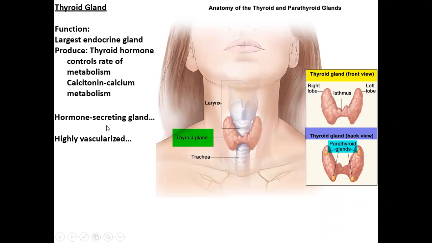And then she just talks about how the thyroid gland is highly vascularized, and you want that since it's creating thyroid hormone and it's creating calcitonin, you need to get that into the blood. So yeah, it's going to be highly vascularized so you can get it into the blood and then out to the body.